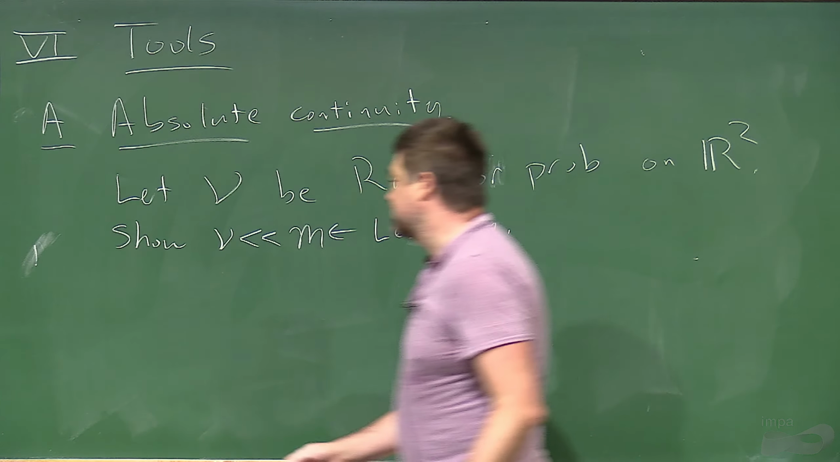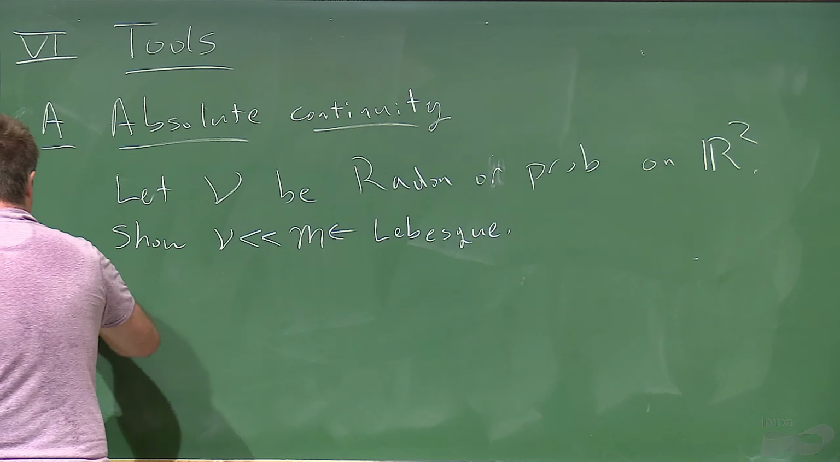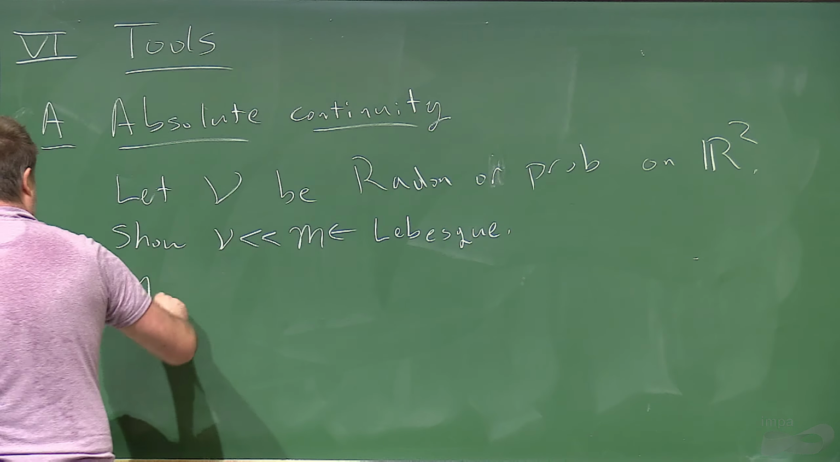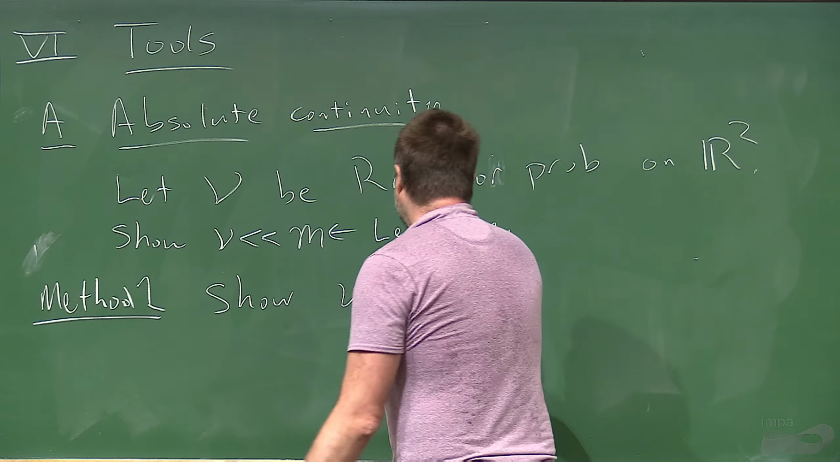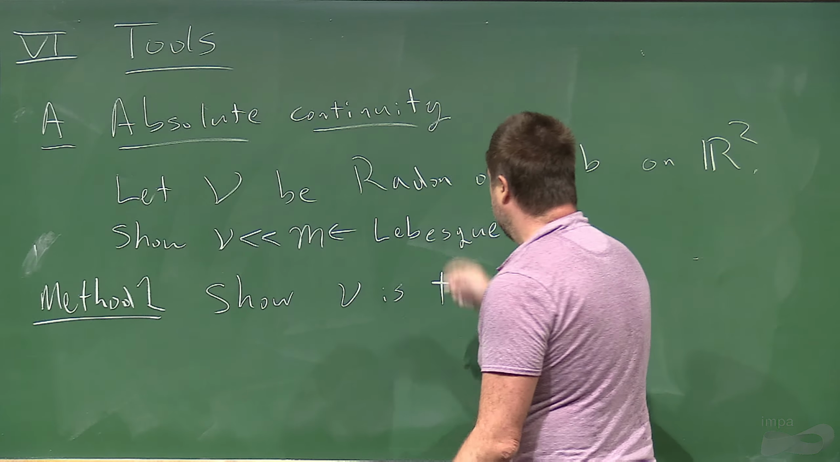So I know 2 methods. So method 1 is to show nu is translation invariant. And here it would need to be Radon.